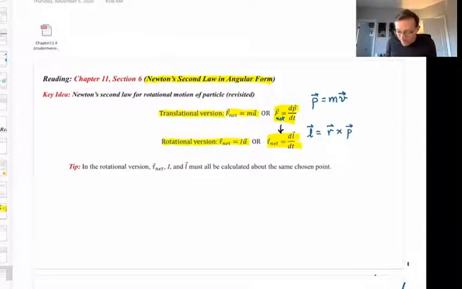Heads up, in the rotational version, the torque and the rotational inertia and the angular momentum all must be calculated about the same chosen point for consistency's sake. If you don't do it that way, you'll get answers that are nonsense. Okay, so now I just want to show you a picture and give you a sense of where that latest result comes from, because it might seem a bit arcane or mysterious, and I don't mean for it to be. I'm talking about tau net equals dL dt.